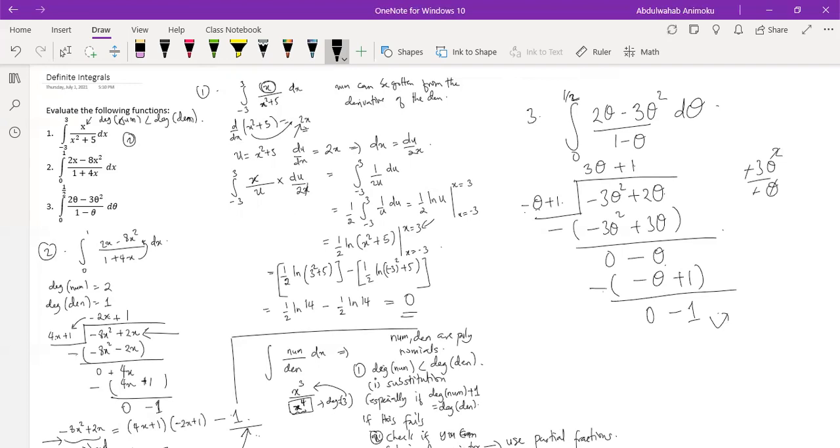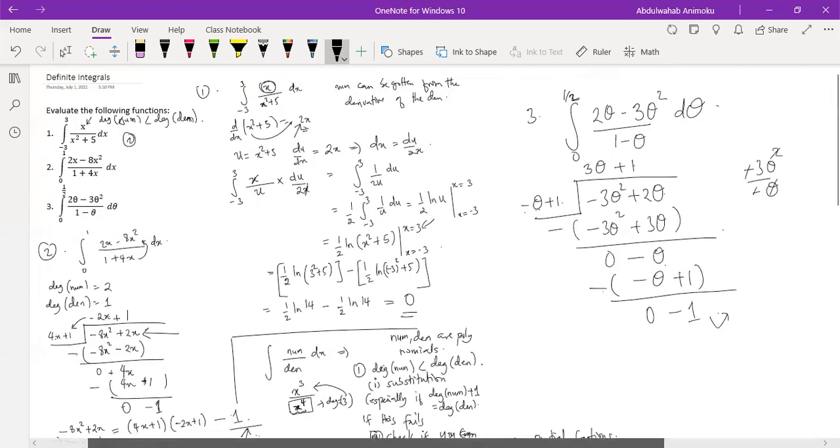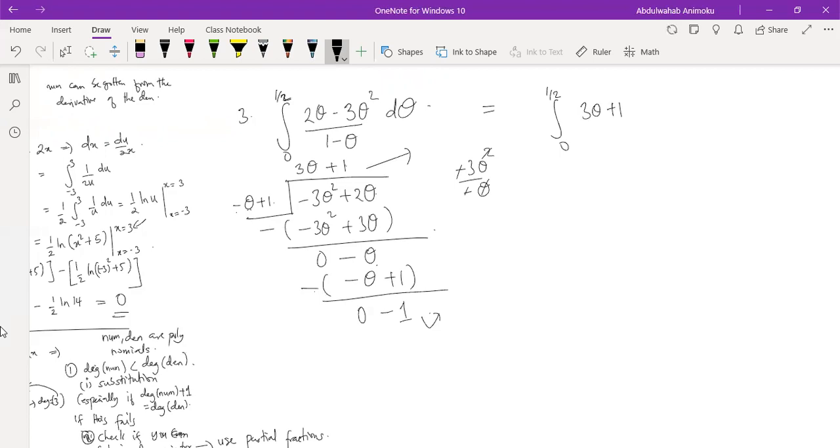So again, we use the same technique that we used before, which means that this integral becomes 0 to 1 over 2 of the quotient, 3 theta plus 1, then plus the remainder, which is minus 1, all over minus theta plus 1, okay? So we just rewrite this polynomial in this form, okay?